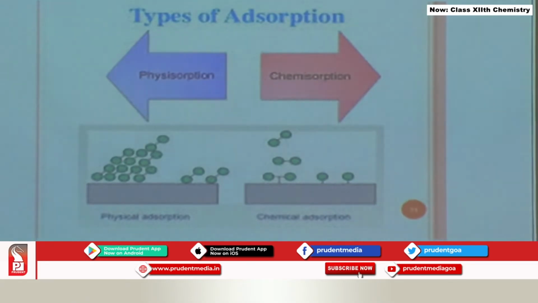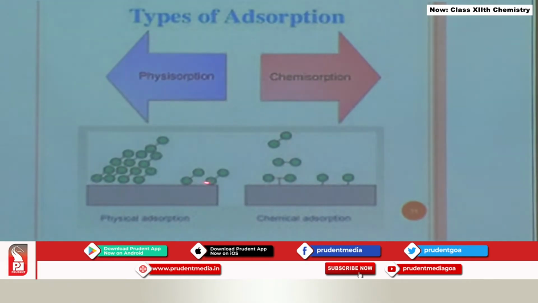So these are the types of adsorption that we have just now seen. In physical adsorption, just see there is no formation of a chemical bond over here, whereas in case of chemical adsorption there is actually a chemical bond which is established between the adsorbent surface and the adsorbate molecules.